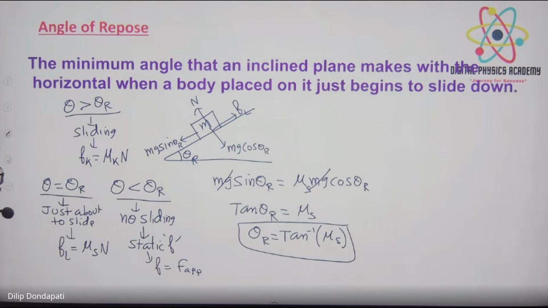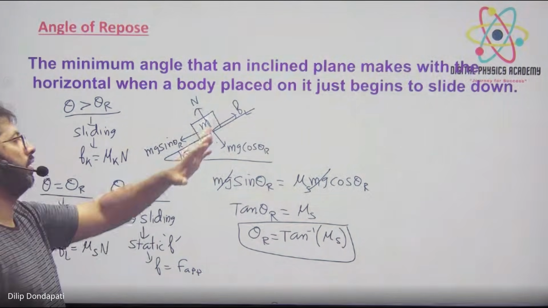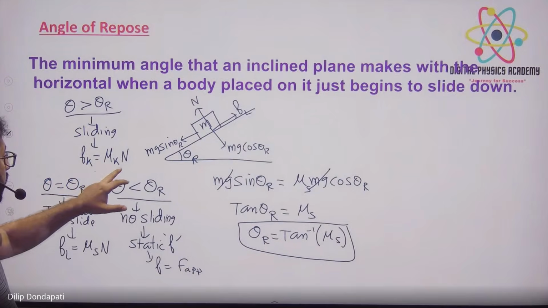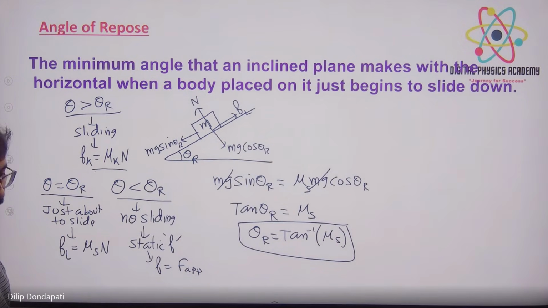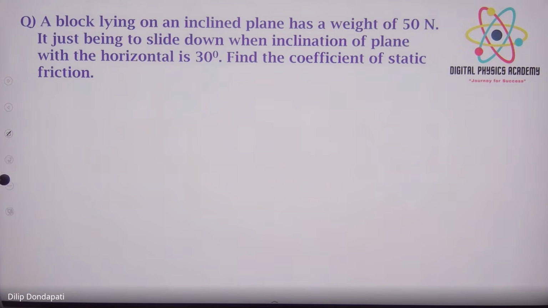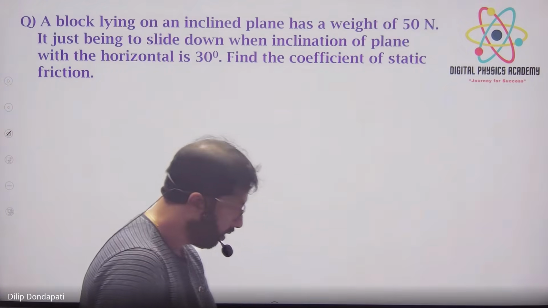So at that angle of repose the body is just about to slide. Next. So if theta is greater than theta r, there will be kinetic friction, right? Kinetic friction. That time mu k times N. Okay, do it. Simple questions first, then hard questions will come.